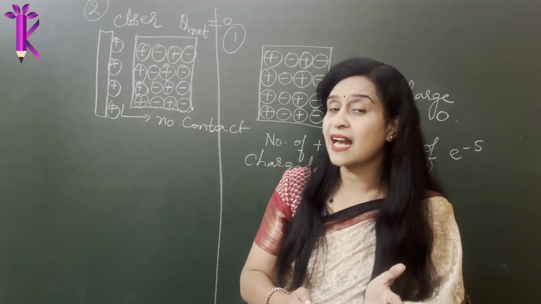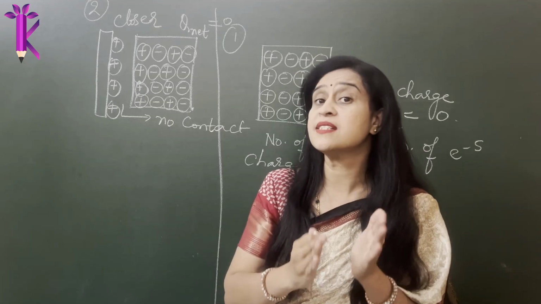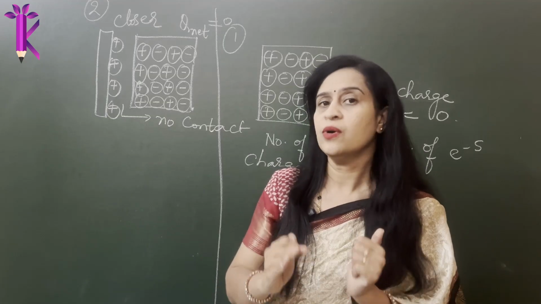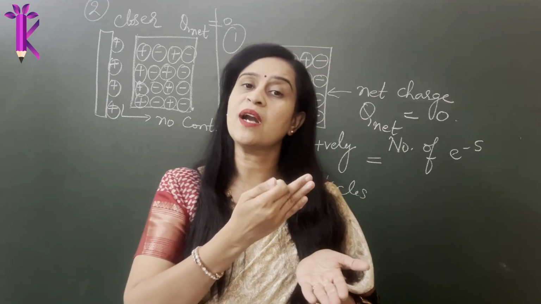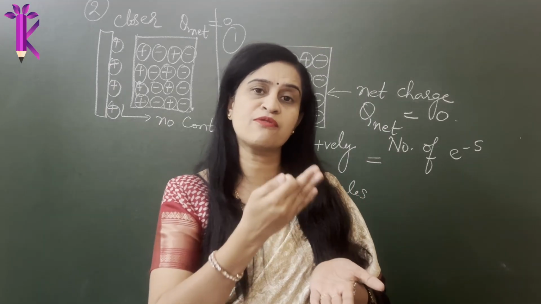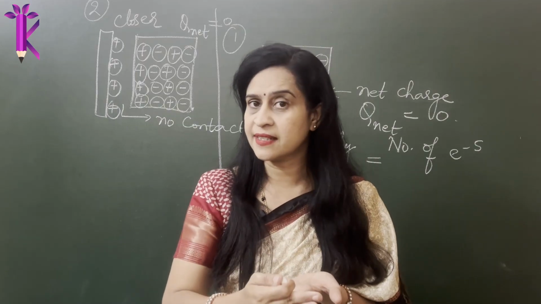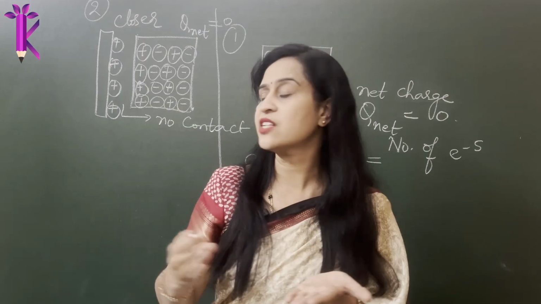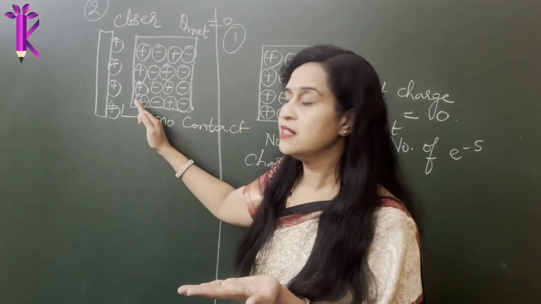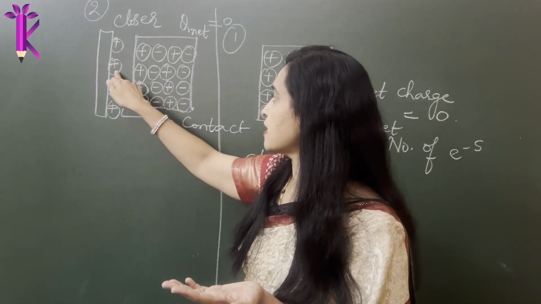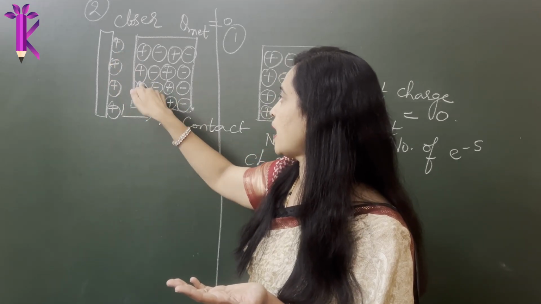So to understand that, let's break it down and see what really happened. Now let's go back to the basics again. What do the basic properties of charges say? That like charges repel and unlike charges attract, right? So do you see any like charges between these two conductors? Yes. Here it has positive charge, here also it has positive charge.